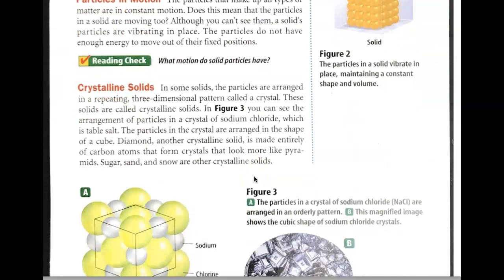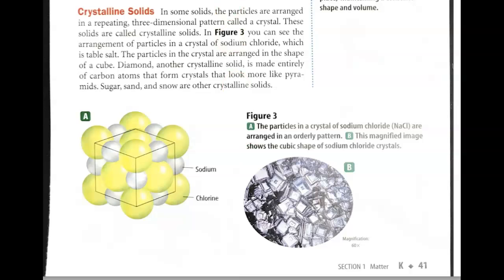So, crystalline solids. In some solids, particles are arranged in a repeating three-dimensional pattern called a crystal. These solids are called crystalline solids. As you can see in the arrangement of particles in a crystal of sodium chloride, which is table salt, the particles in a crystal are arranged in the shape of a cube. Diamond, another crystalline solid, is made entirely of carbon atoms that form crystals that look more like pyramids. Sugar, sand, and snow are other crystalline solids.